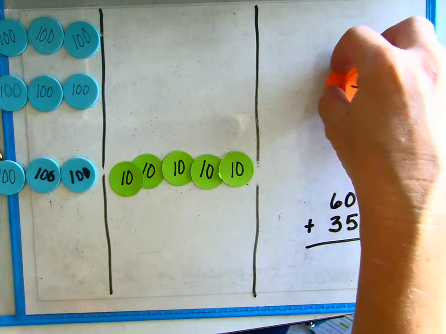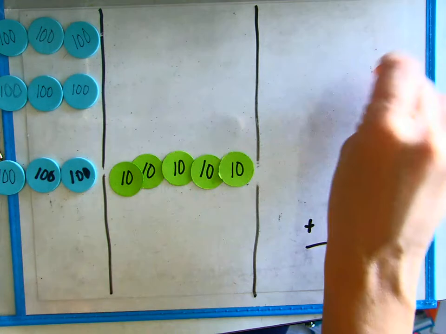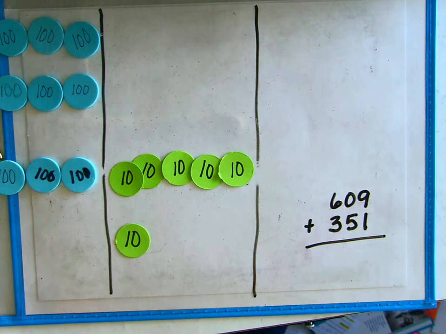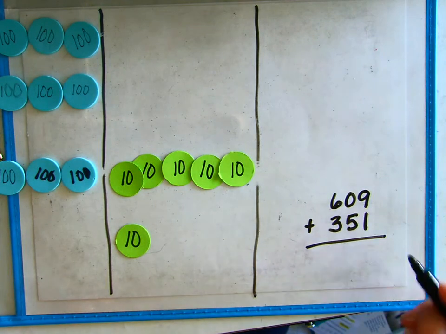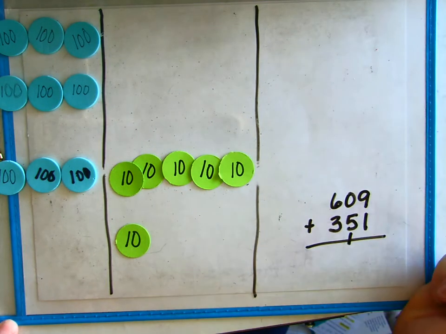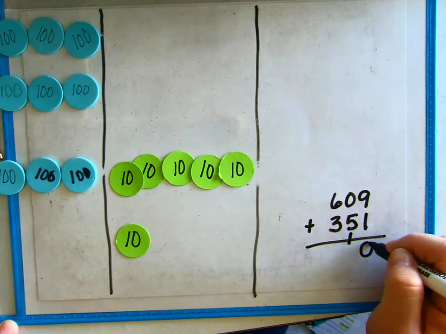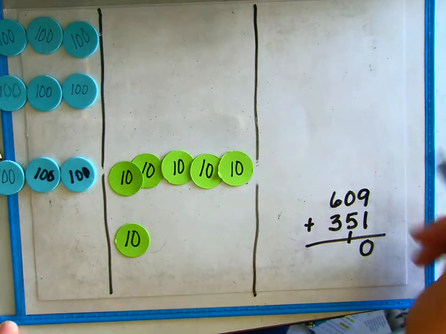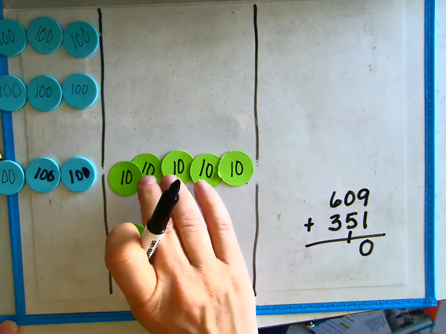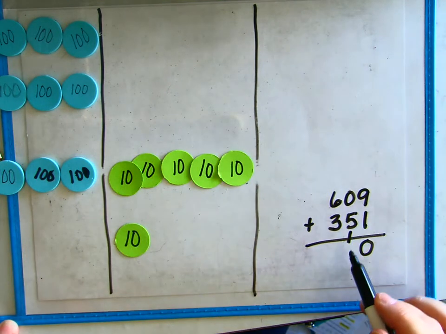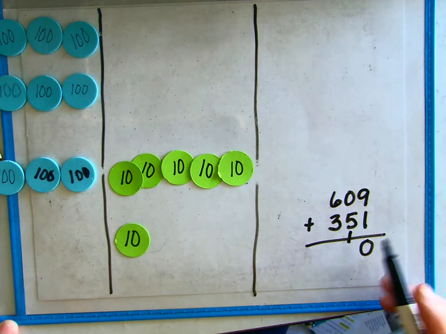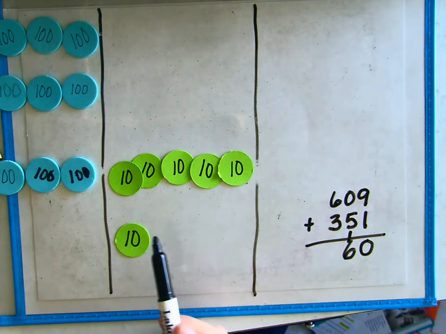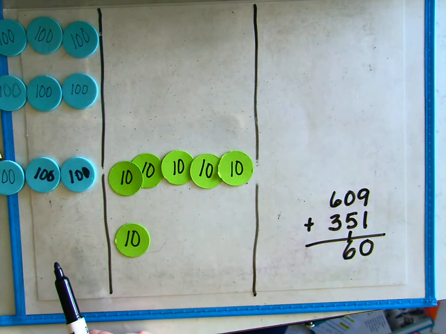So we are going to bundle it and compose it, switch it out, and make one new group of 10. I'm going to record that in my vertical form right there. And I have nothing left in my ones place. So now I have 0 plus 5 plus 1. 5 and 1 is 6.